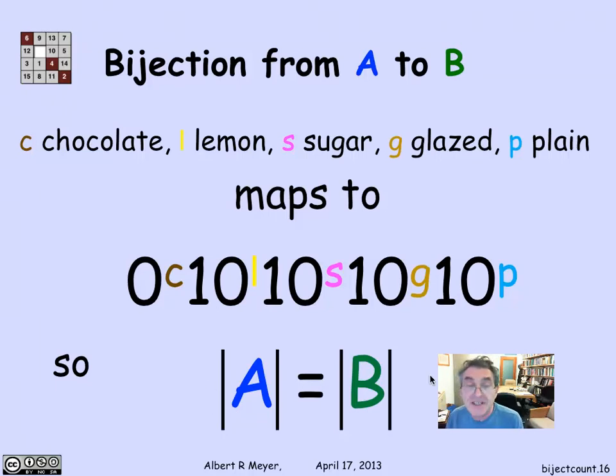We will see in the next lecture an easy way to count the number of those 16-bit words with 4 ones. But for now, our conclusion from bijection counting is that these two sets are the same size, even though I haven't counted yet either one.